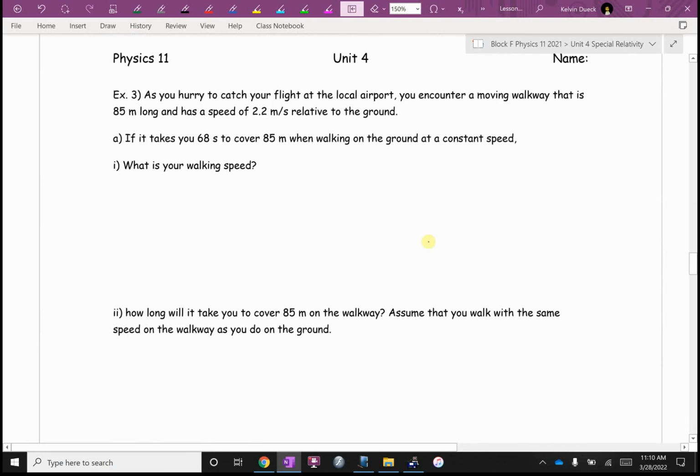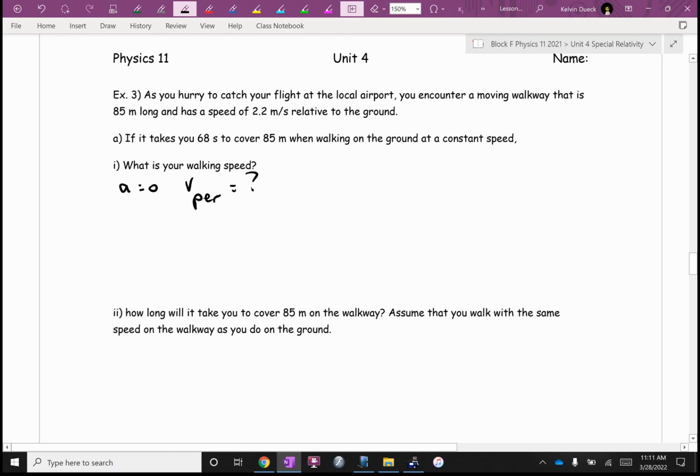Example 3. Those of you that have walked on one of those moving walkways, this will help if you've done that. As you hurry to catch your flight at the local airport, you encounter a moving walkway. The walkway is 85 meters long, and it has a speed of 2.2 meters per second relative to the ground. If it takes you 68 seconds to cover 85 meters when walking on the ground at constant speed, what's your walking speed? Now, we're ignoring the walkway. This is still just one person, but we did say that A is going to be zero. This wants us to find the V of the person.